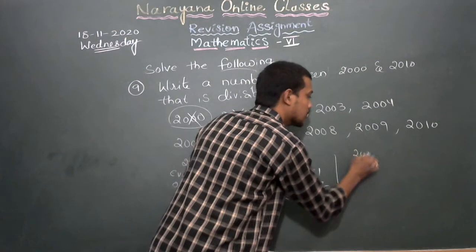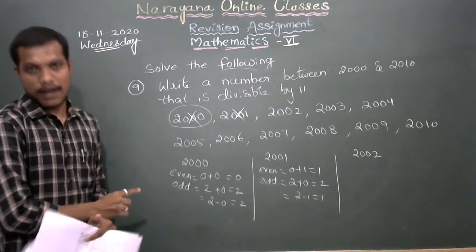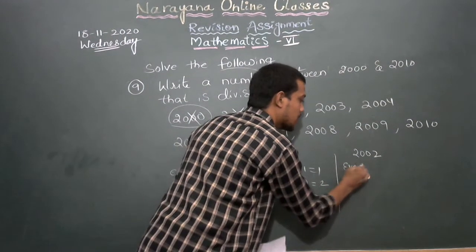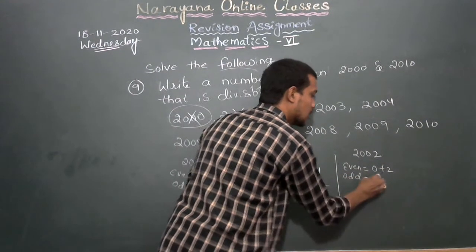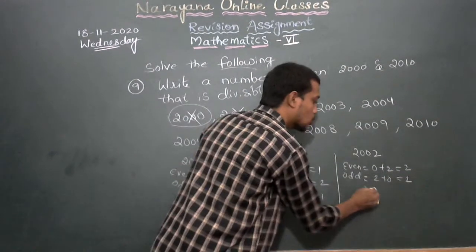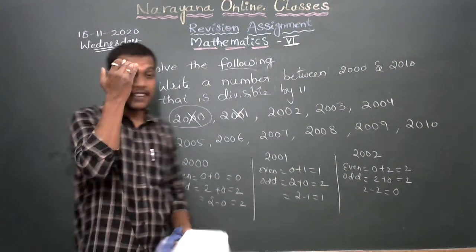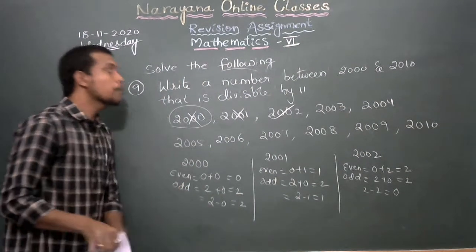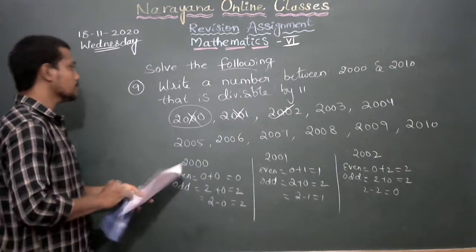Now 2002. Like this, you need to verify each and every number until you get the answer. So 2002 means even places: 0 plus 2. Odd places: 2 plus 0, which is equal to 2. And 2. Now subtract: 2 minus 2 means 0. Is 0 divisible by 11? Yes, it is divisible by 11. So 2002 is the number between 2000 and 2010 that is divisible by 11.